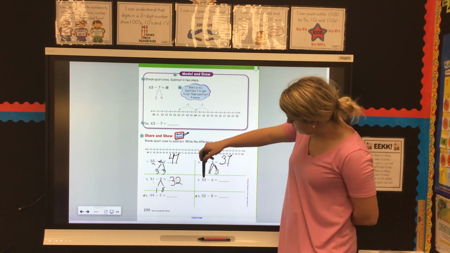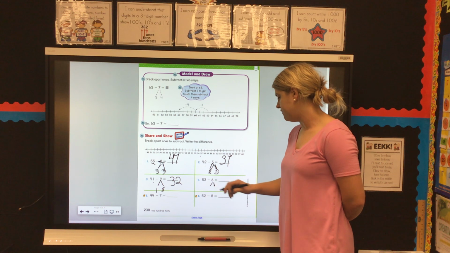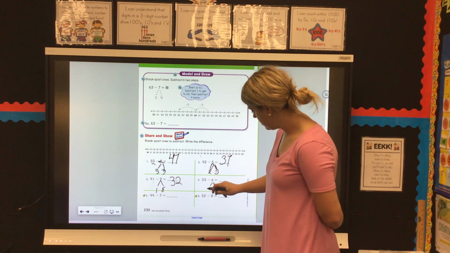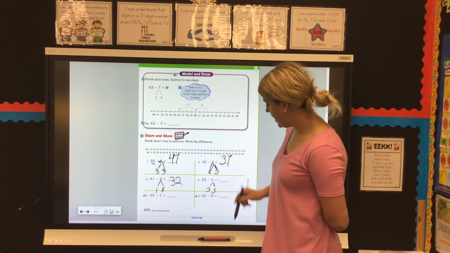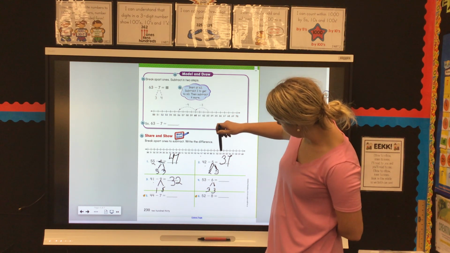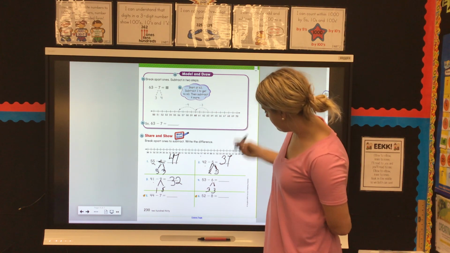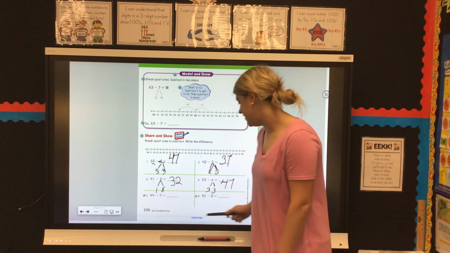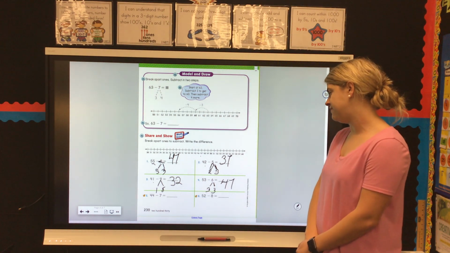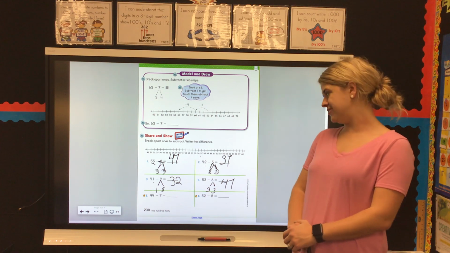All right. We have 53 minus 6. 3 plus 3 equals 6. So let's do it. 53. 1, 2, 3 minus 1, 2, 3. My number is 47. All right, I want you to try these two. 54 minus 7 and 52 minus 8. Come on back when you have finished breaking those down.